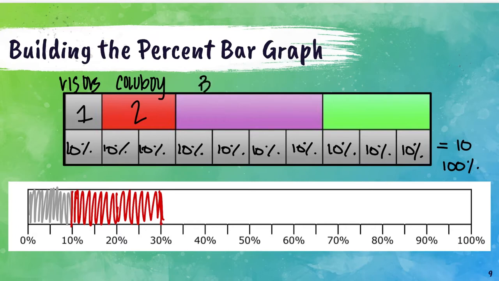And now I'm going to use that same thinking with my baseball caps. Because 4 out of 10 were baseball caps, that represents 40%. So for 40% to transfer onto my percent bar graph, I have to start at 30% now. And if I add 40% onto 30%, that takes me all the way to 70%.